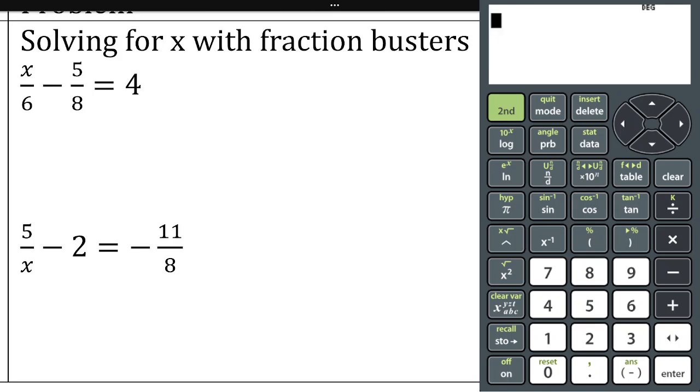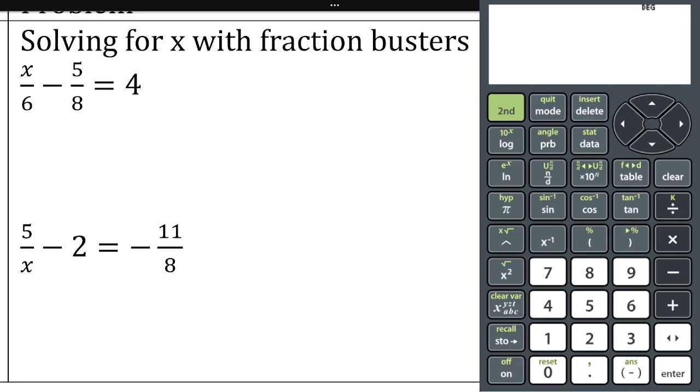So using the fraction buster techniques allows us to rewrite our equation so that it doesn't have fractions at all, which simplifies the solving process. If I look at this first example, you can see that I have denominators that contain the number 6, and one of the denominators contains the number 8. Now, I could multiply both sides of this equation by the number 6 and by the number 8, and I would eliminate all the fractions in one step.